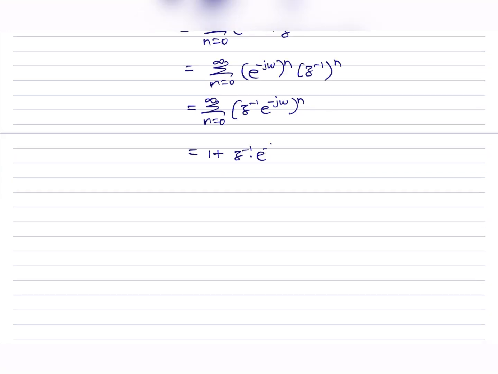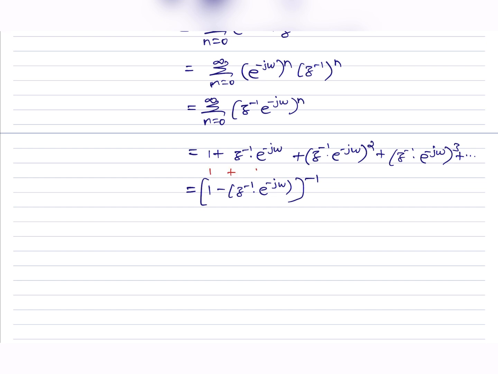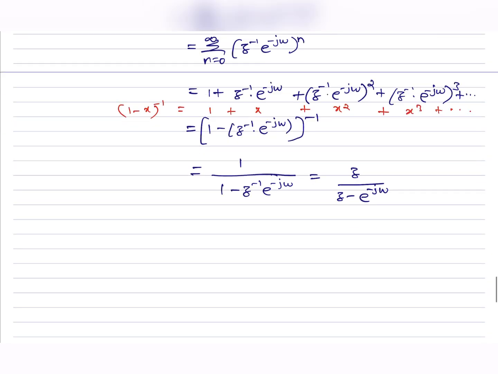Now you will get the expansion to be 1 plus z inverse e power minus j omega plus z inverse e power minus j omega whole square plus z inverse e power minus j omega whole cube plus etc., which is going to be 1 minus z inverse into e power minus j omega whole power minus 1. This is by using the rule 1 plus x plus x square plus x cube equal to 1 minus x power minus 1. Now we can bring this to the denominator, which is 1 over 1 minus z inverse into e power minus j omega, which could also be written as z by z minus e power minus j omega.